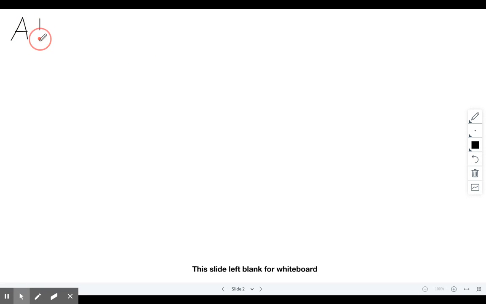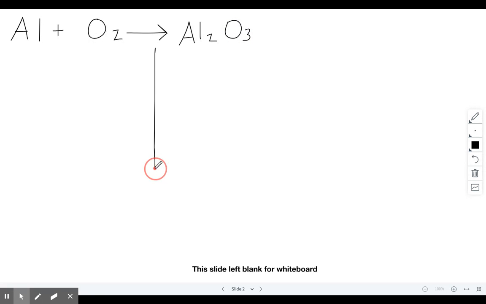So a solid aluminum combines with oxygen gas to produce aluminum oxide. And the formula of the aluminum oxide is aluminum 2, oxygen 3, so Al2O3. So first thing I always want to do is draw a line separating my reactants from my products. So there's my line. So remember, this is my reactants side. So this is my reactants. I can write reactants where you can read it, maybe.